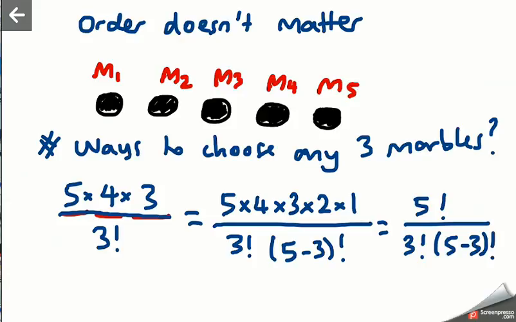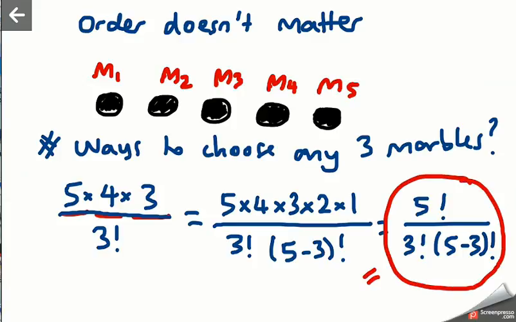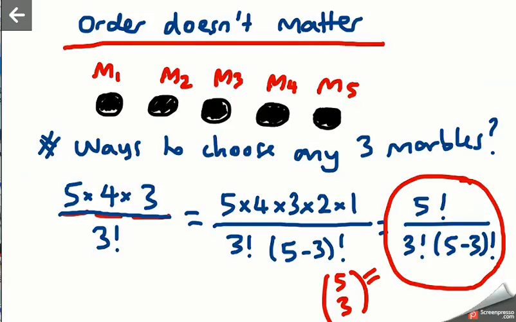And of course, this thing here, just as before, we have a special name for it. It's the number of ways to choose any 3 objects out of 5, and that is written as 5 choose 3. So that's equal to the number of different ways to choose 3 objects out of 5, and most importantly, order doesn't matter. Order doesn't matter.